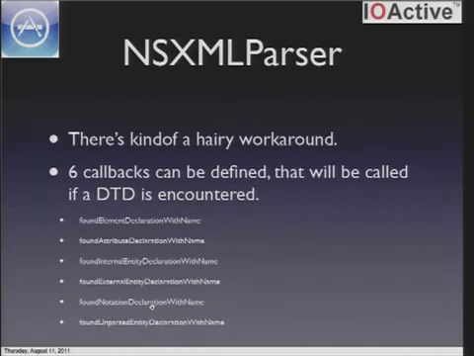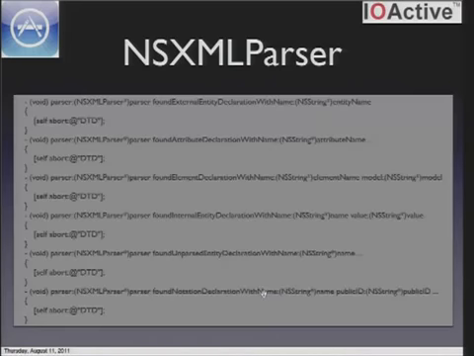Now, as I said, you can't turn it off, but there's sort of a workaround. The way NSXMLParser works is that you have to define callbacks for every little thing you find. There are 6 specific callbacks related to DTDs, such as element declaration found, and so on. What you should do is define every single one of these callbacks, and then if that callback ever gets hit, just bail out. Say, oh, you've got a DTD in there? Screw you, I'm not handling that. Just bail out.